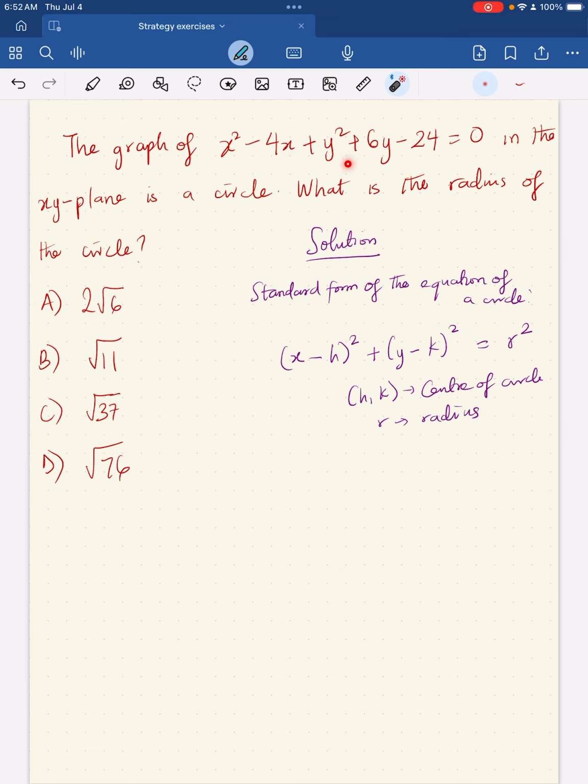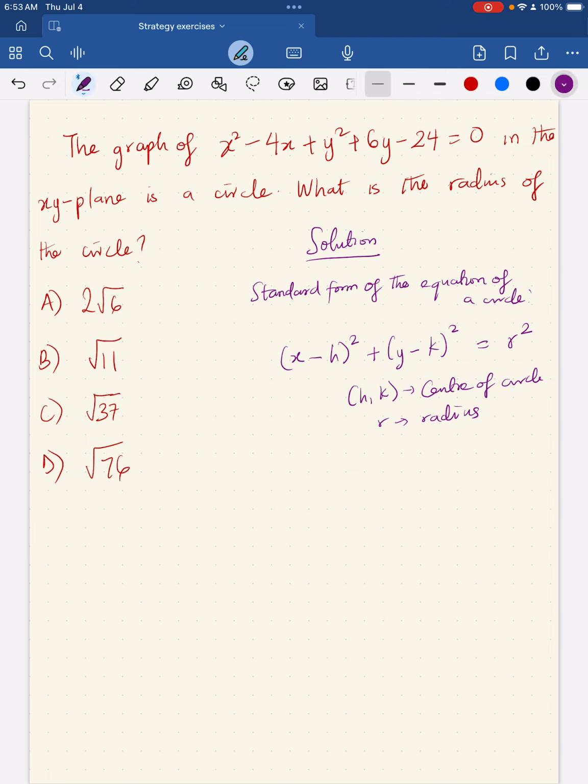Now this equation is called the general form of the equation of the circle. What we need to do here is to convert this general form to the standard form. When we do that, we are able to identify what r is, because r squared will be on the other end of the equal sign, and we'll find the square root and we get r. So we need to convert from this to look something like this. I'm going to show you how we are going to do that.